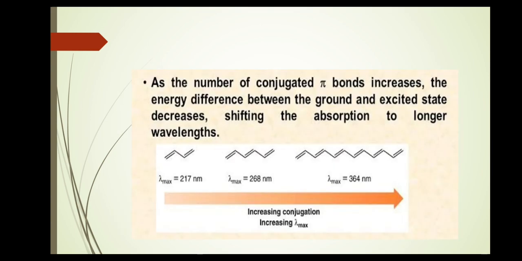Then the important point here is, as the number of conjugated pi bonds increases, the energy difference between the ground and excited state decreases, and because of that the absorption wavelength increases. Longer wavelength means higher wavelength. So as the conjugation increases, the lambda maximum value increases.